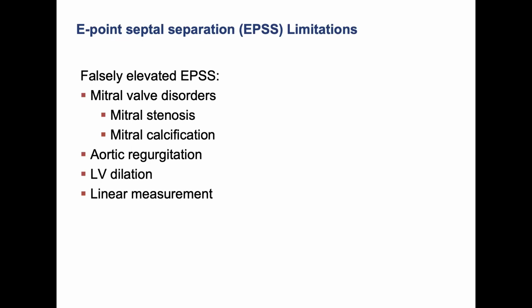If you have severe aortic regurgitation, that blood is coming back into the left ventricle, and that might severely or inappropriately increase your EPSS. If you have LV dilation, and then of course it's a linear measurement again, so it might not perfectly correlate.